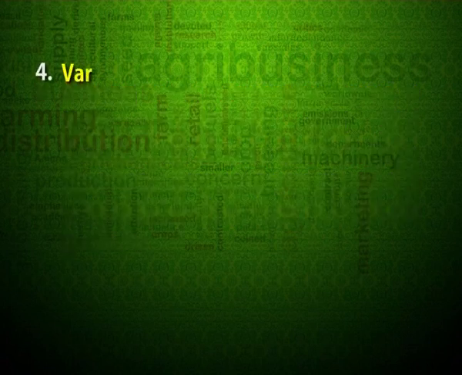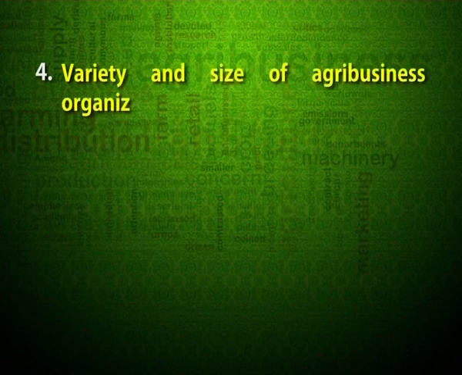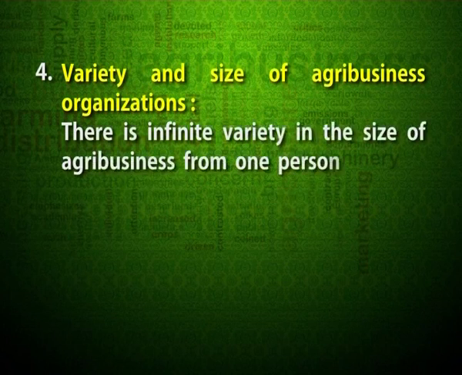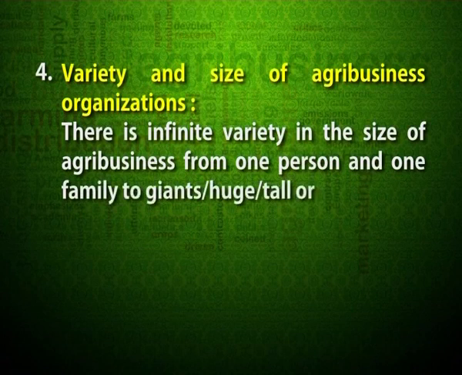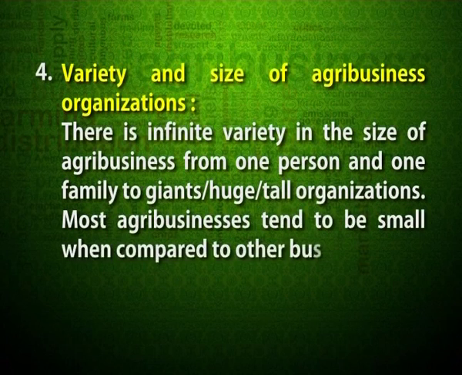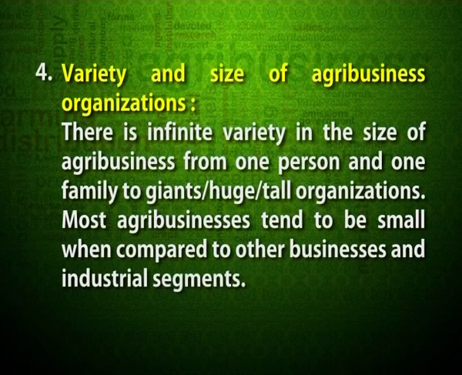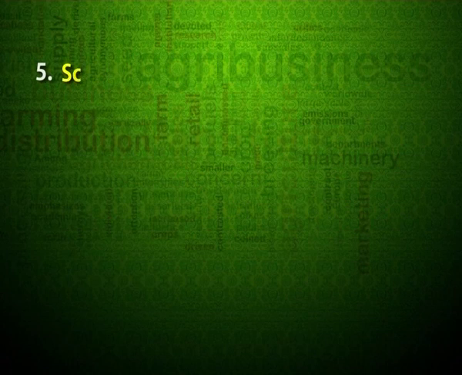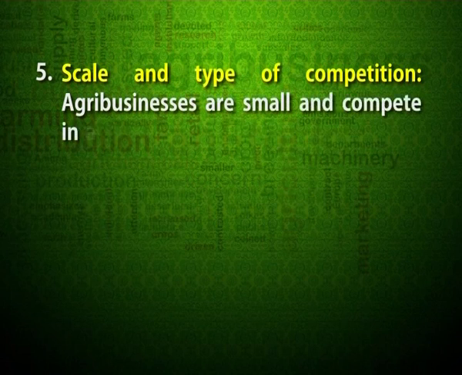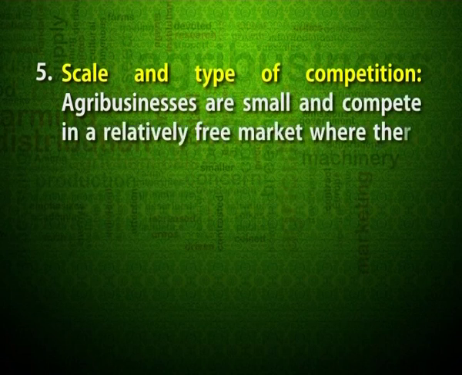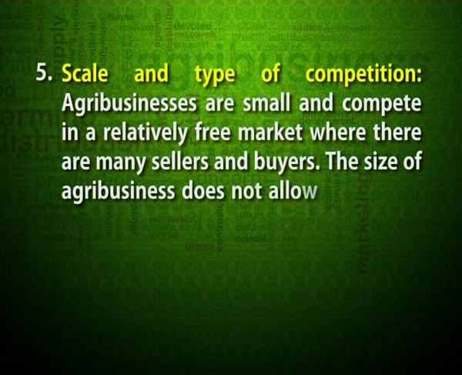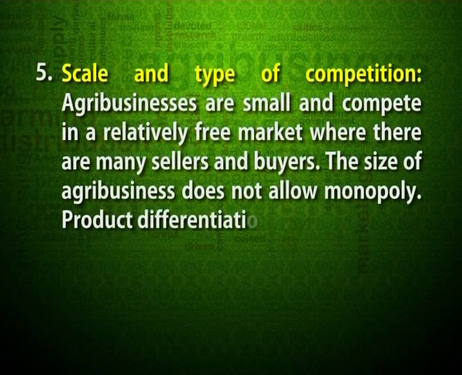Number 4, variety and size of agribusiness organizations. There is infinite variety in the size of agribusiness, from one person and one family to giant or huge organizations. Most agribusinesses tend to be small when compared to other businesses and industrial segments. Number 5, scale and type of competition. Agribusinesses are small and compete in a relatively free market where there are many sellers and buyers. The size of agribusiness does not allow monopoly. Product differentiation is also difficult.